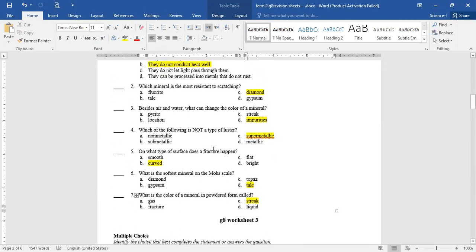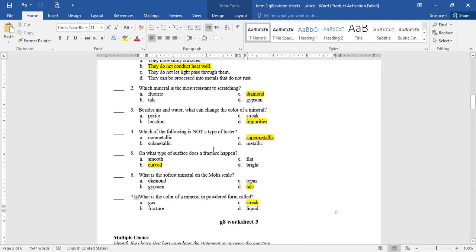Is cleavage the opposite of fracture? It's not the opposite, it's a different type of breaking down of a mineral. Cleavage and fracture. Do you remember? Cleavage happens on flat, smooth surfaces, while fracture happens on rough and irregular surfaces. Okay, thank you.